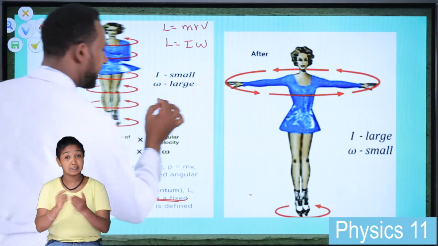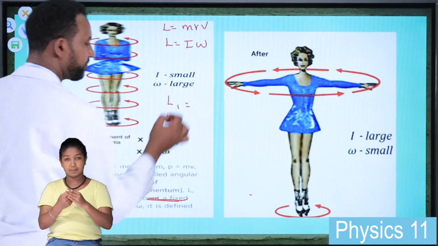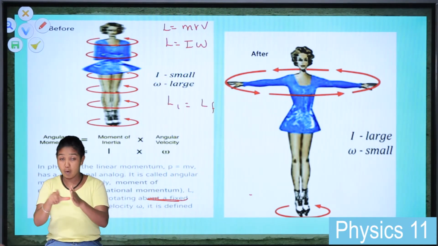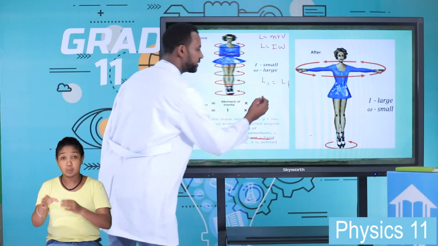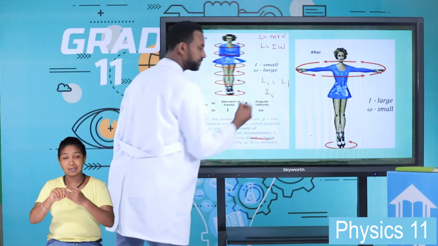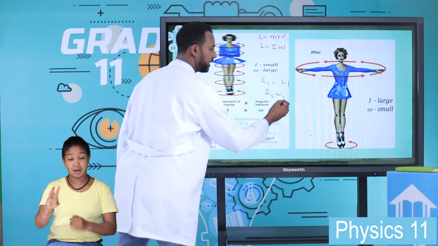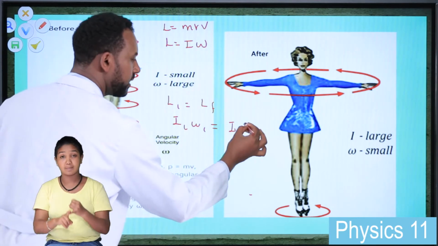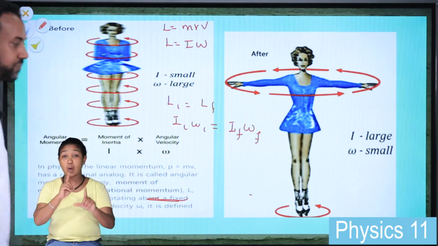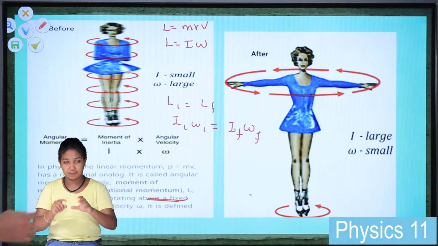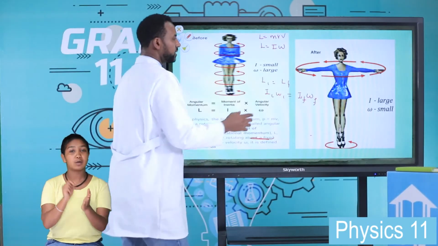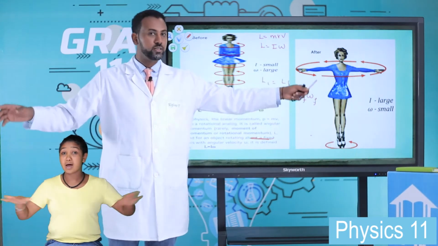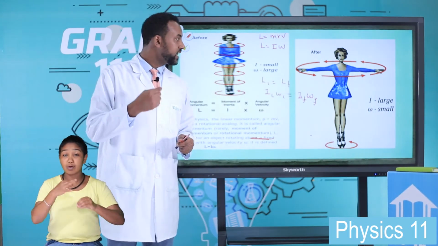In this case, the initial angular momentum and the final angular momentum remain constant from the law of conservation of angular momentum. It's possible to express it using I initial omega initial, which must be the same as I final, the moment of inertia final, times omega final, the angular velocity final. So when you take these two, for example, in this case, she stretched her hands. While she stretched her hands, the moment of inertia increased.